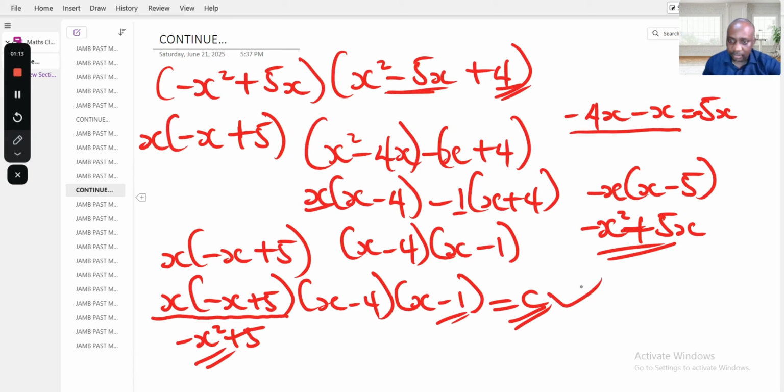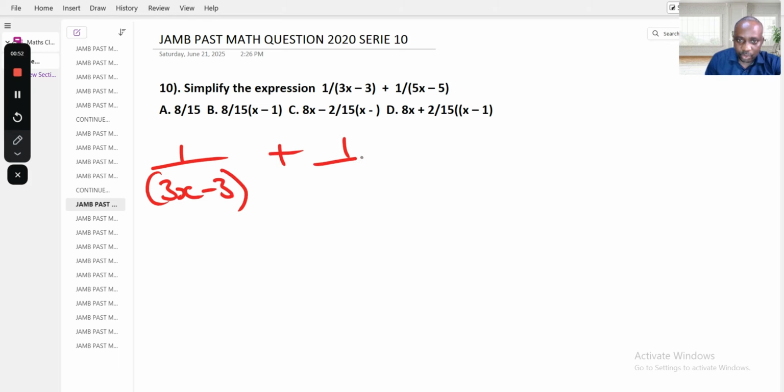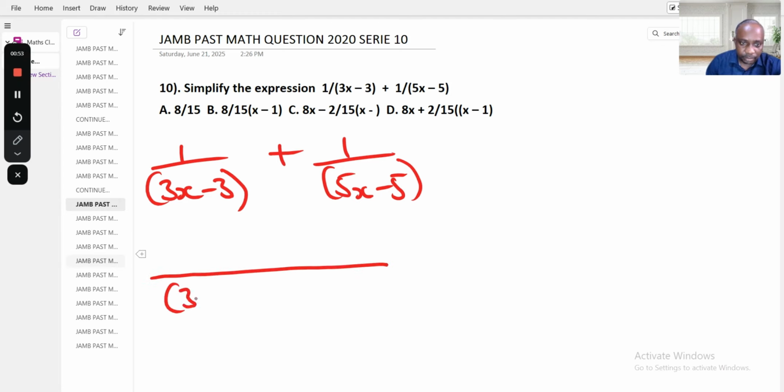Let's move to the next question, which is the final for this video. Final one for this video. Simplify the expression. You have, let me write out the question. 3x minus 3 plus 1 over 5x minus 5. That's the exam for 2. Let's draw the line. 3x minus 3 brackets 5x minus 5.